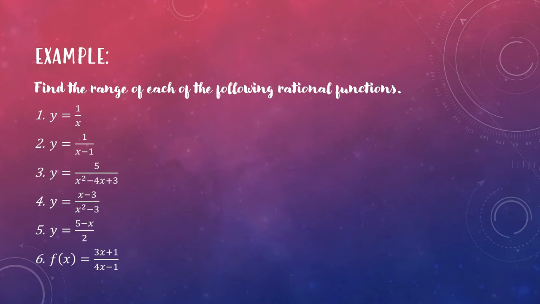Number 3, we have y equals 5 over x squared minus 4x plus 3. Number 4, we have y equals x minus 3 over x squared minus 3. For number 5, we have y equals 5 minus x over 2. And for number 6, we have f of x equals 3x plus 1 over 4x minus 1.